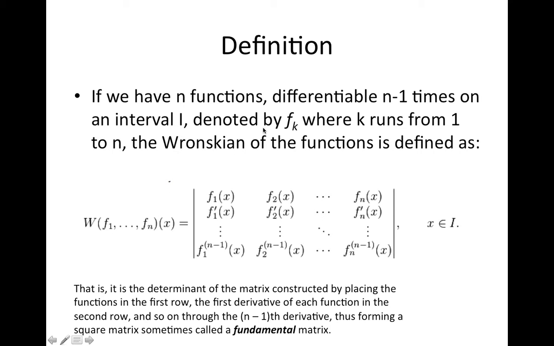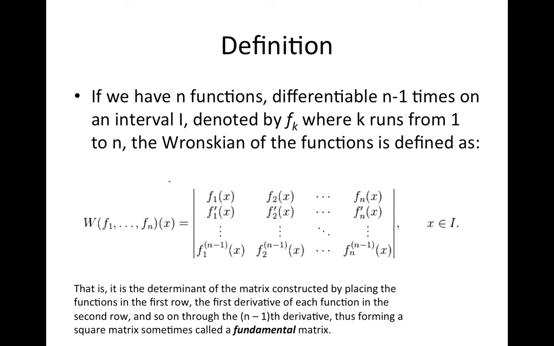So basically, the Wronskian is defined by a determinant, and we'll talk about determinants and matrices later on this semester. I'm assuming most of you know fundamentally what a determinant is. The definition is, if we have n different functions, and those are differentiable n minus 1 times on some defined interval, so this is some math speak here, and we let the functions be defined as f with a subscript k, where k is going to run from 1 to n, then the Wronskian of the functions has the following definition.